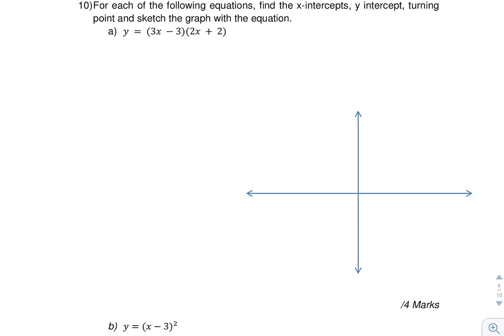Question 10. For each of the following equations, find the x-intercepts, y-intercept, turning point and sketch the graph of the equation.